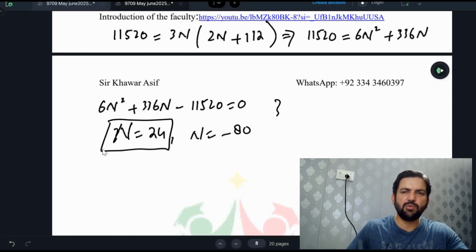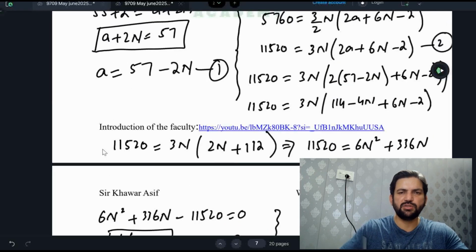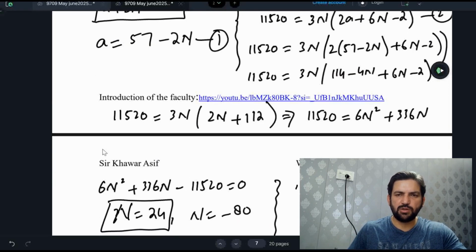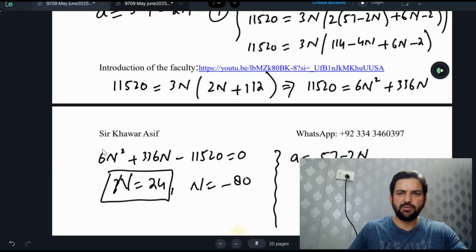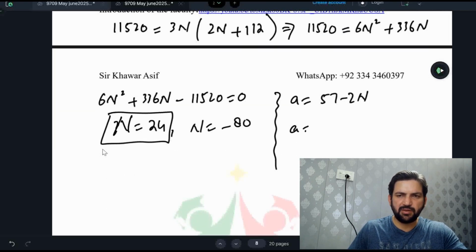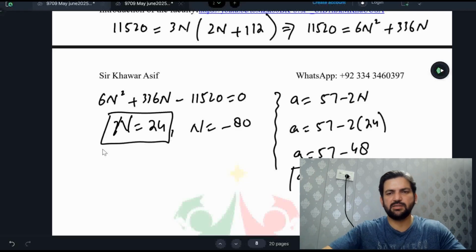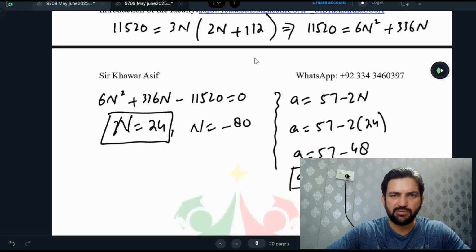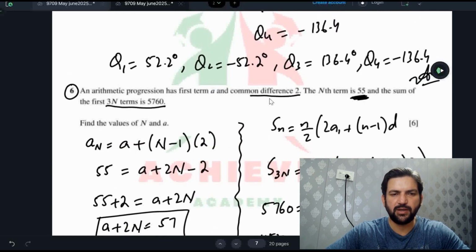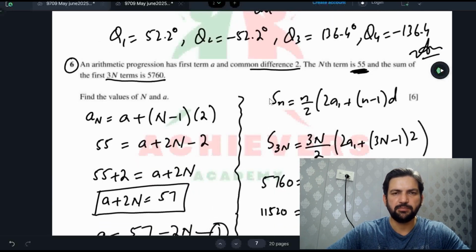Now for a, we have to use this equation that a is equals to 57 minus 2n. Just put n as 24 over here, so this will be 57 minus 2 into 24. So a is equals to 57 minus 48, so a is equals to 9. So we will have two answers. n is 24, that's what we have to find out. Find the value of n and find the value of a.